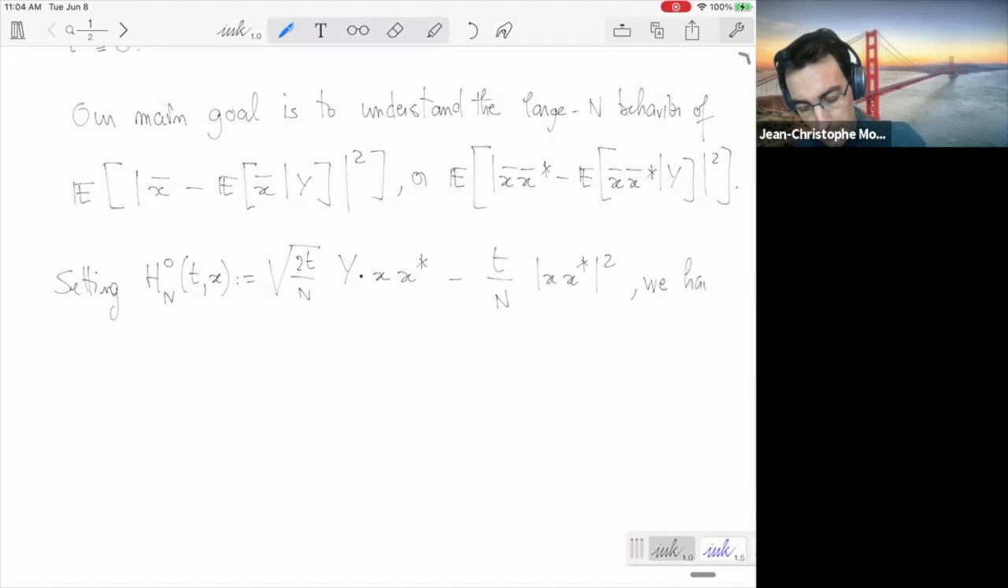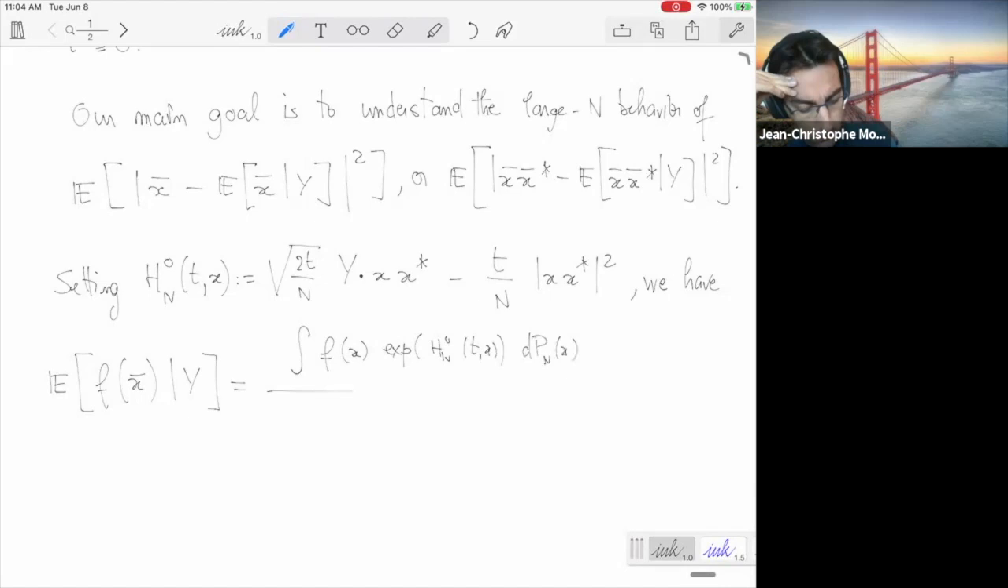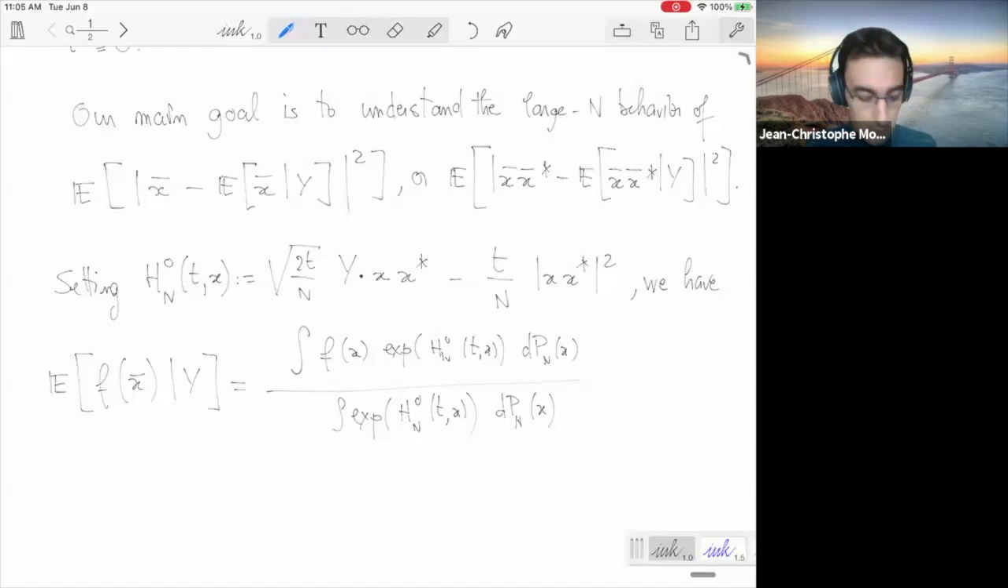And with that definition, we have seen this interesting observation that the conditional law of X bar given Y takes the form of a Gibbs measure, similarly to what we have studied in the context of Curie-Weiss models. So let me write this: the density is exponential of H_n^0 of t, x, dP_n of x, divided by the integral of the same expression. I had only given a non-rigorous derivation of this identity, but it's not very complicated to give a rigorous proof of that.